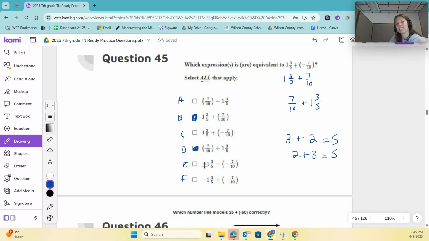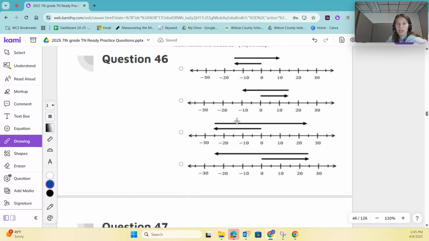All right, and then we have this negative 3/5 minus negative. Well, this would be the plus plus, that's the same, but this is negative, so that is not correct. And then this last one, same thing. It's adding, but it's keeping the negative. So when we add these, we would get a negative number because we would keep the signs. So that is not it as well. So B and D are our correct answers here.